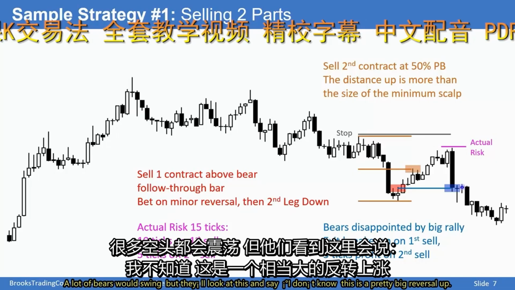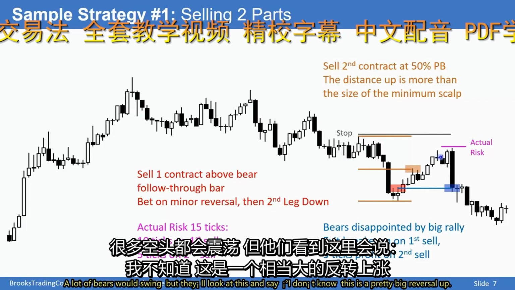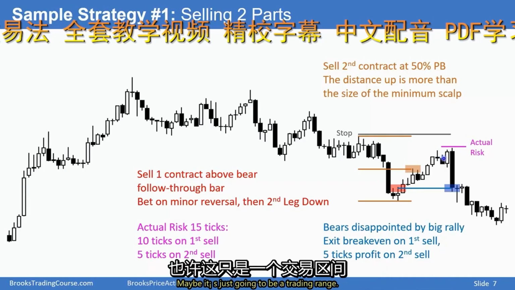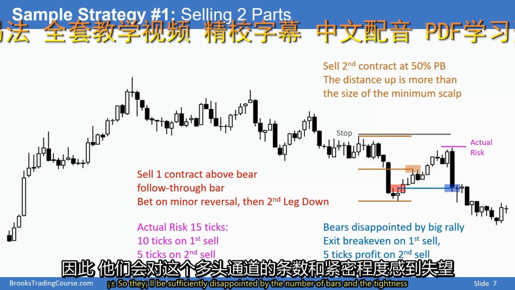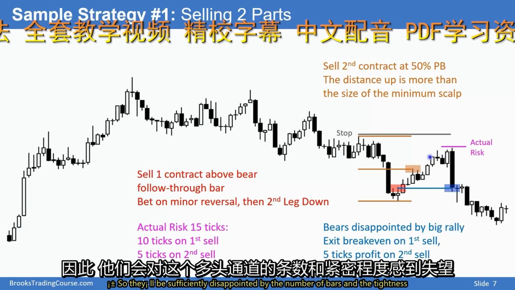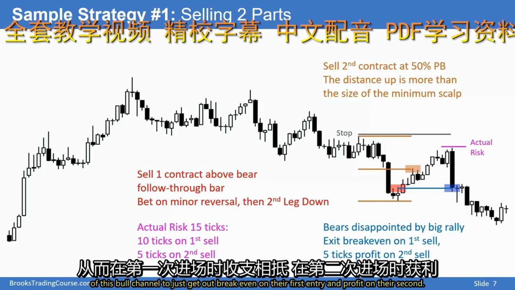A lot of bears would swing, but they'll look at this and say, oh, I don't know, this is a pretty big reversal up. Maybe the premise of a bear trend is not so good. Maybe it's just going to be a trading range. So they'll be sufficiently disappointed by the number of bars and the tightness of this bull channel to just get out break even on their first entry and profit on their second.